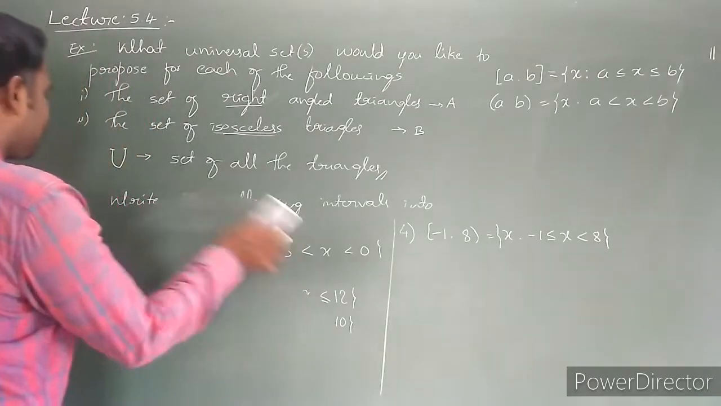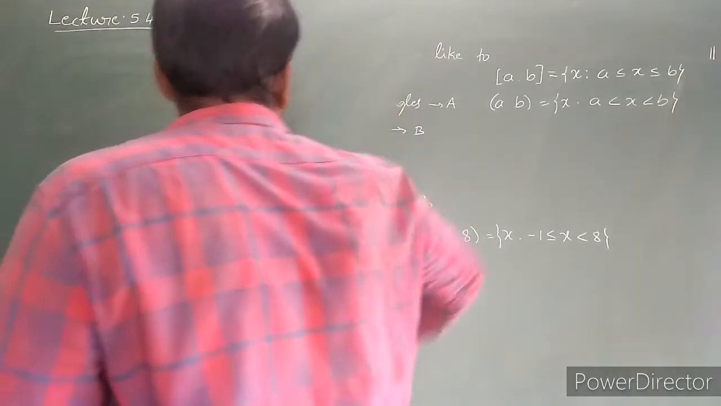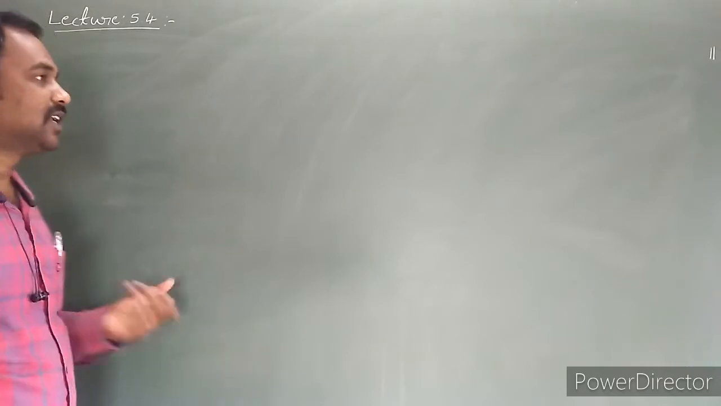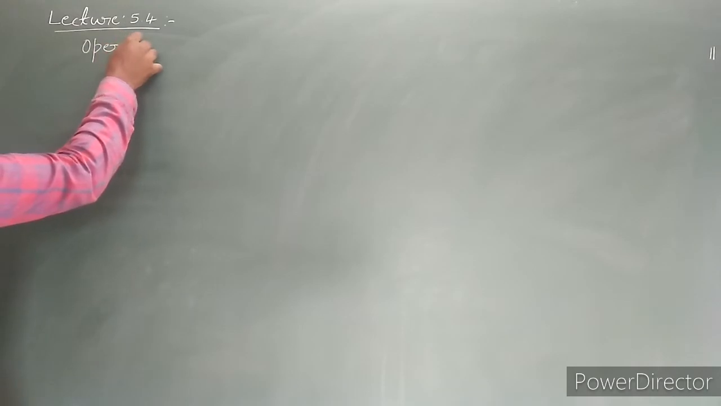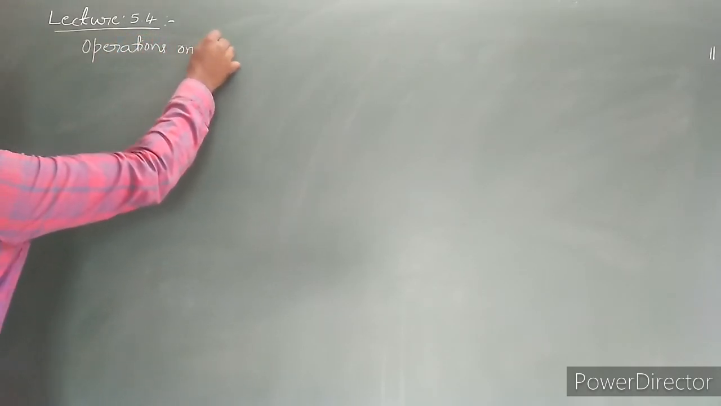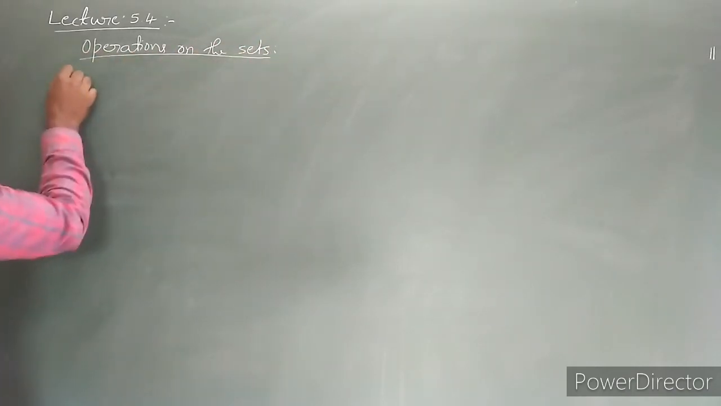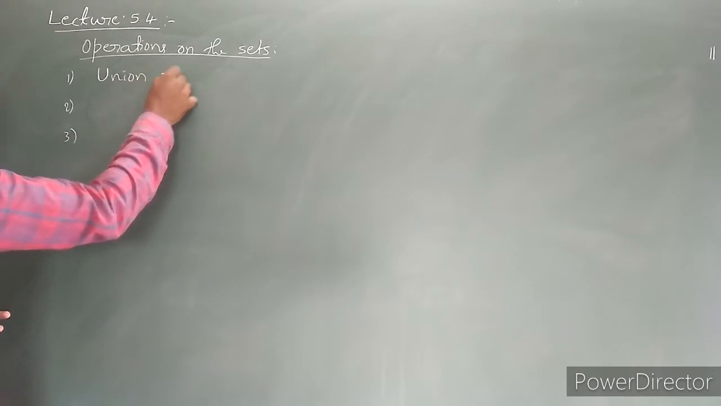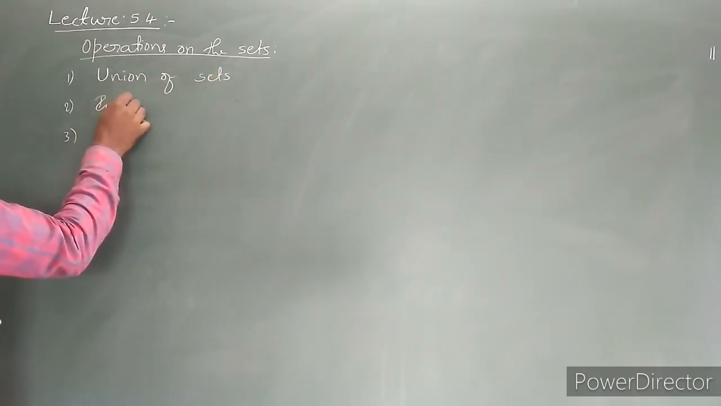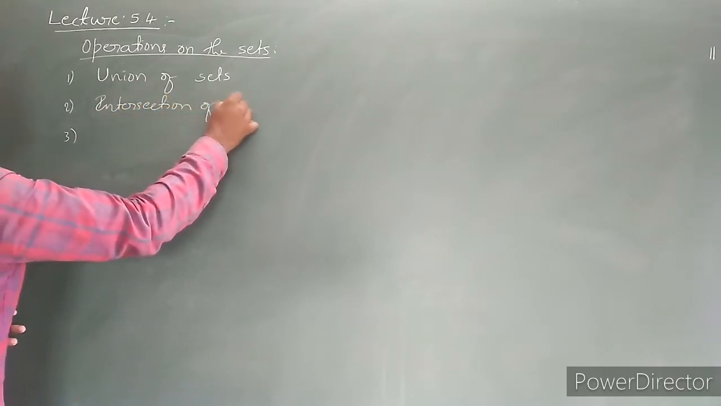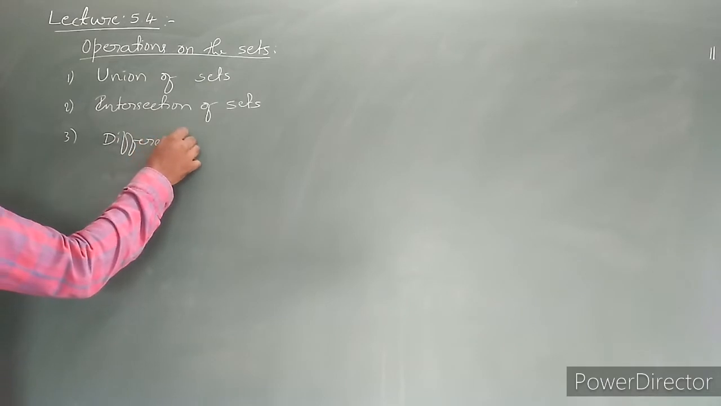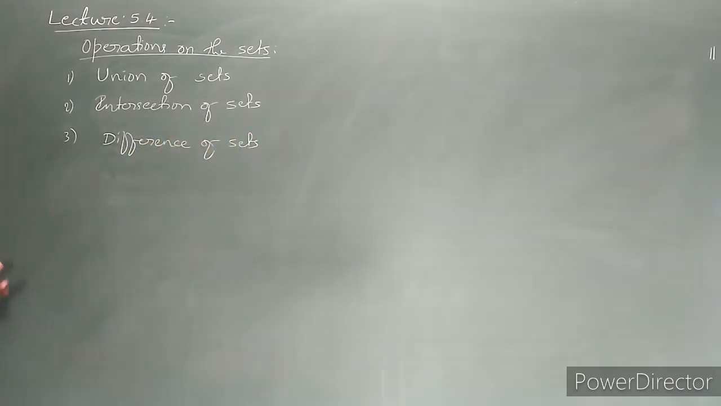Now the next point is operations on the set. So far we have studied what is meant by a set, representation of sets, and the types of sets. Next is operations on the set. There are particularly 3 operations. One is union of the sets, second is intersection of the sets, and third is difference of the 2 sets or 3 sets, whatever.